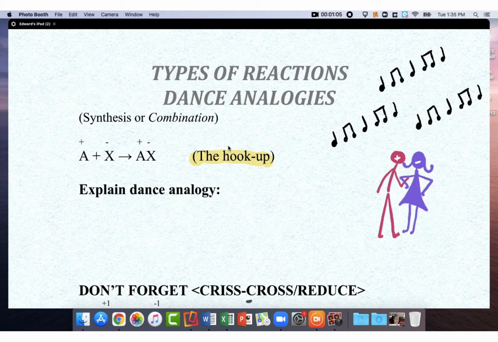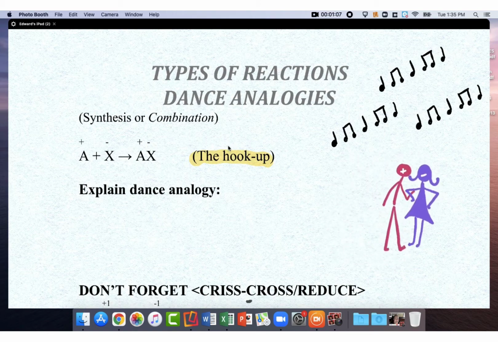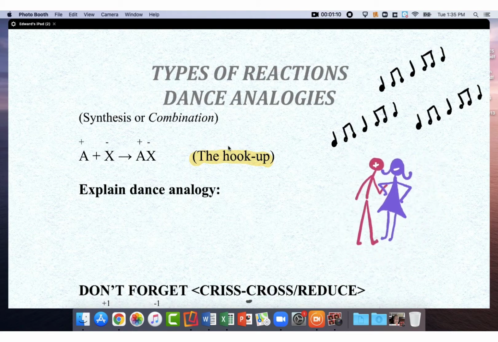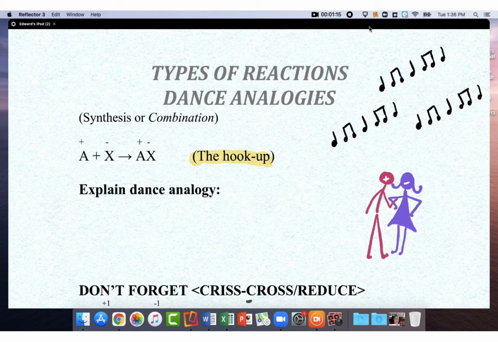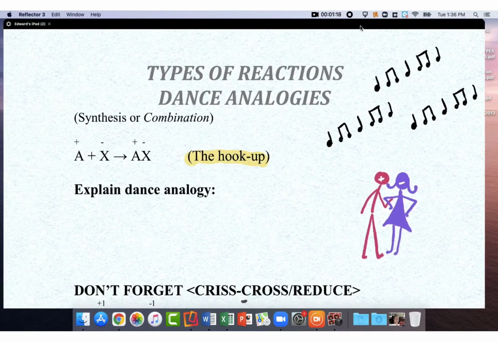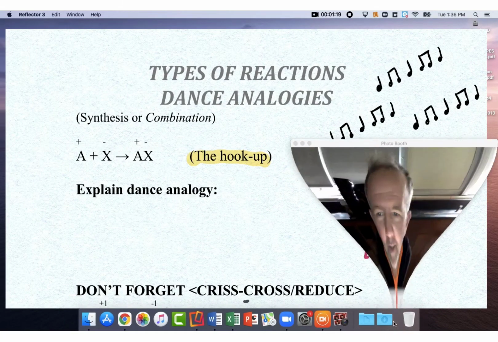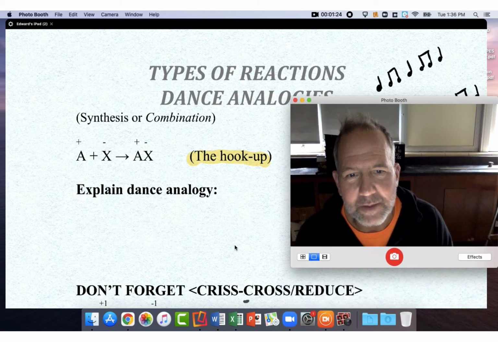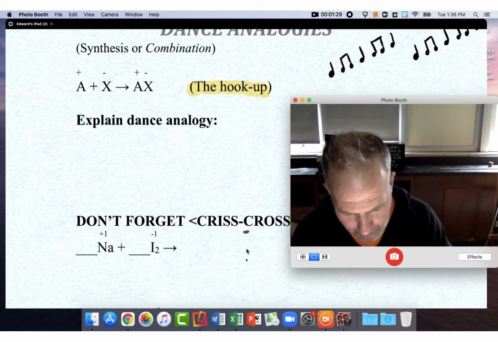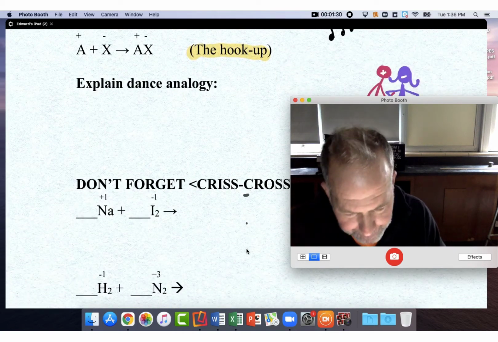Okay, this first reaction that we're talking about is called the synthesis. And the synthesis reaction is a lot like when you meet somebody at the dance. So you're ready to dance with this person, and there I am. Hey, there we are. And so you want to dance with this person, so you ask them to dance. And what we have here is a chemical reaction that's going to look like that.